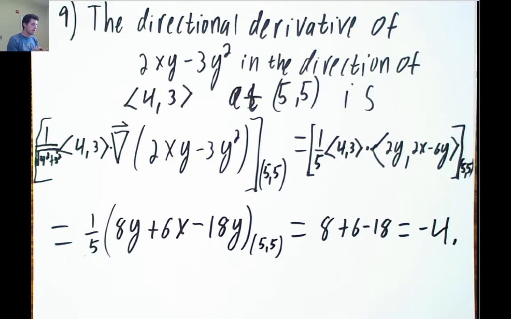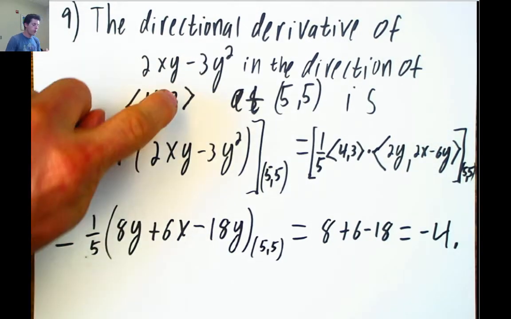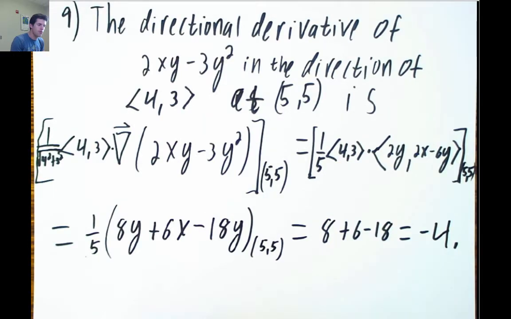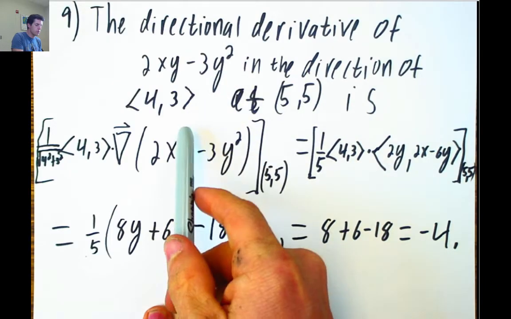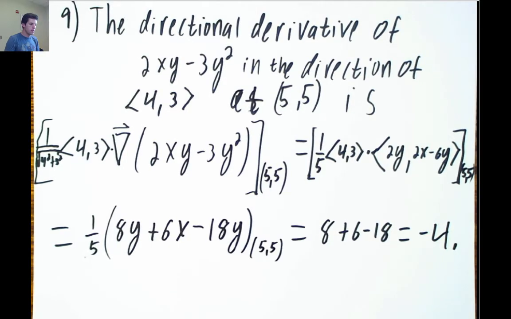Okay, so that means that this function right here, I don't know how to draw its graph. Its level surfaces even would be a little bit difficult. But if you move in the direction of the vector 4, 3, starting from the point 5, 5, then the rate of change would be negative 4. That is to say, this function is decreasing as you move in that direction from this point at a rate of 4. Okay, that wasn't too bad.